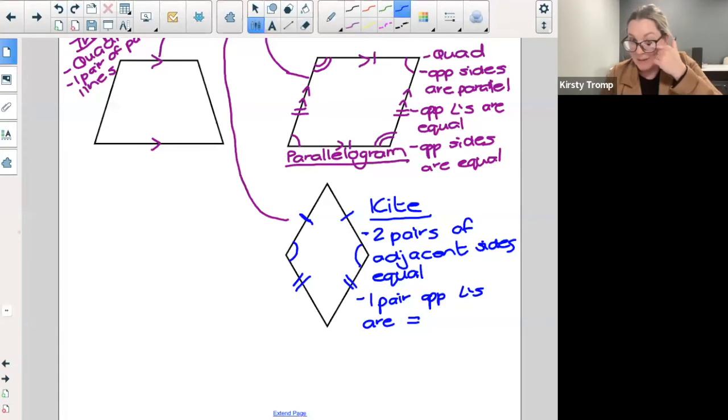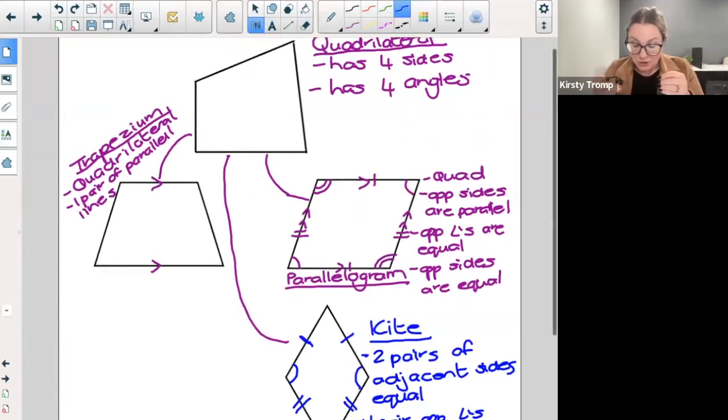You're right. Absolutely perfect. Thank you so much. Well done. So Mulalo is completely right. Two pairs of adjacent sides that are equal, one pair of opposite angles that are equal. And the pair of opposite angles that are equal are those angles that are falling in between those sides that are equal.